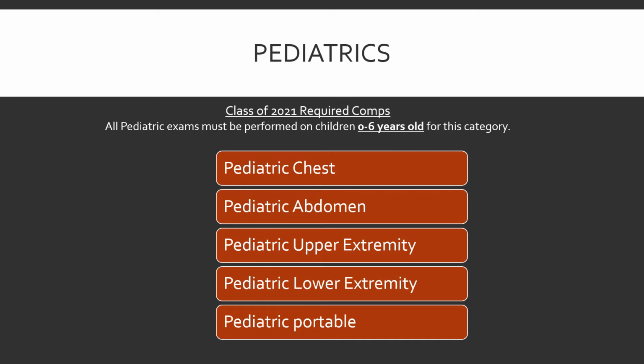Pediatrics for class of 2021 required comps. All pediatric exams must be performed on children 0 to 6 years old for this category, to include pediatric chest, pediatric abdomen, pediatric upper extremity, pediatric lower extremity, and a pediatric portable.